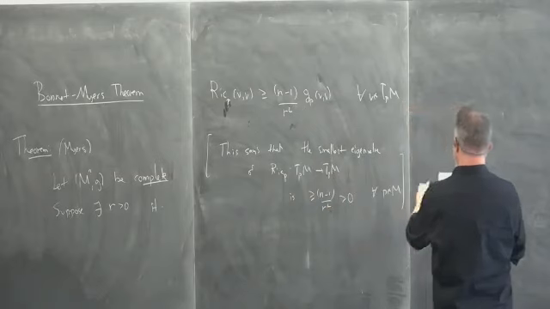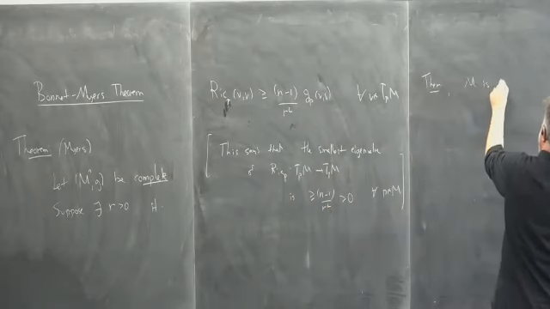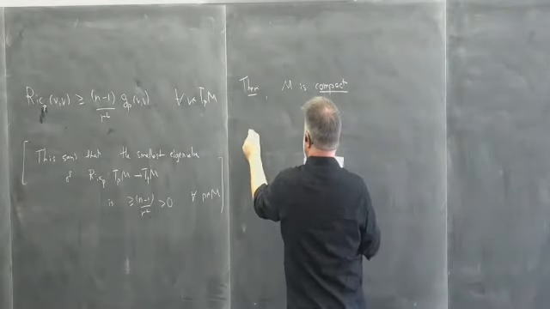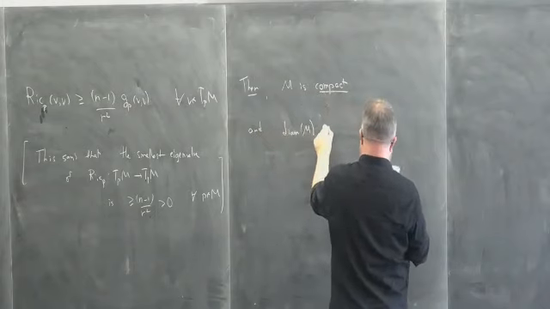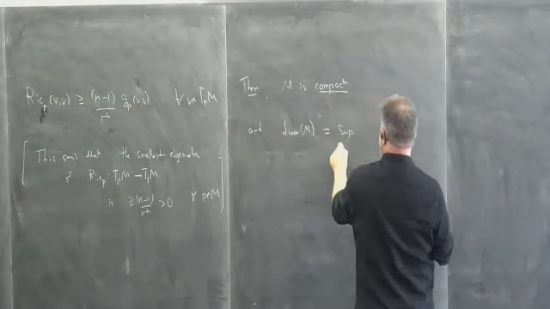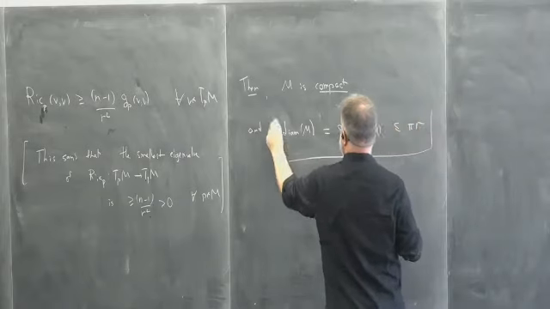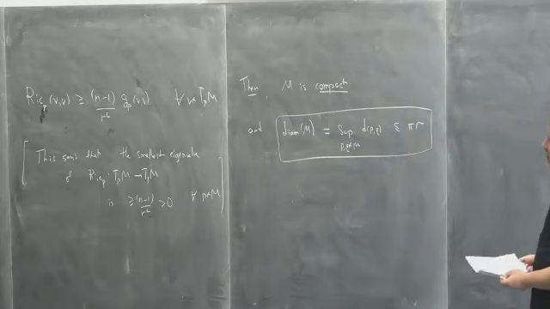What's the conclusion? Then M is compact, and the diameter of M, which is by definition the supremum over all p and q in M of the distance from p to q, is less than or equal to pi times R. Okay, this is the theorem we're going to prove in the first half of the lecture.